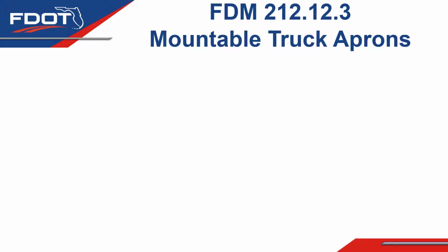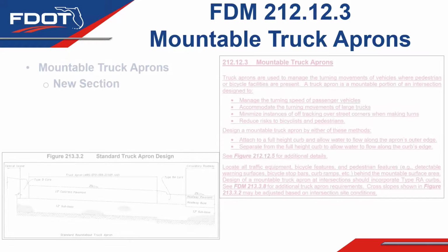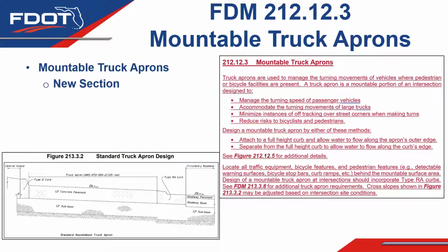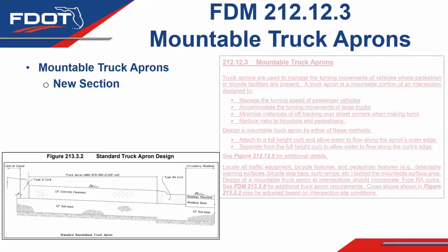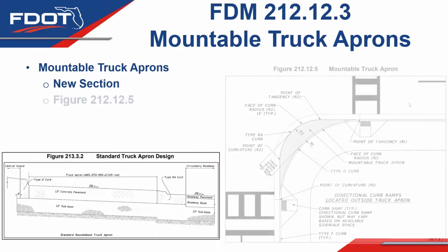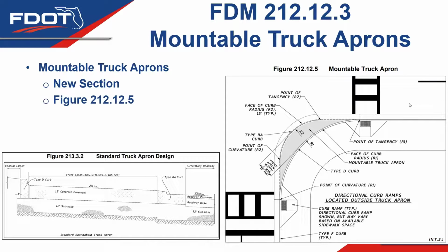In FDM 212.12, we added a section for mountable truck aprons. The truck apron requirements have been provided for roundabouts in FDM 213 for many years, but now there is additional criteria for truck aprons in the intersection chapter. The new section in FDM 212 includes a figure with additional details such as minimum and maximum truck apron width and the typical radius at the face of the type RA curb.